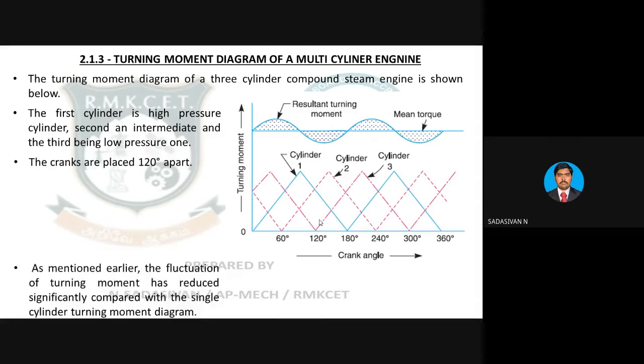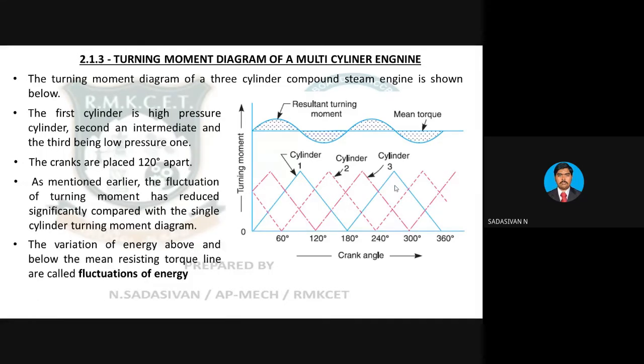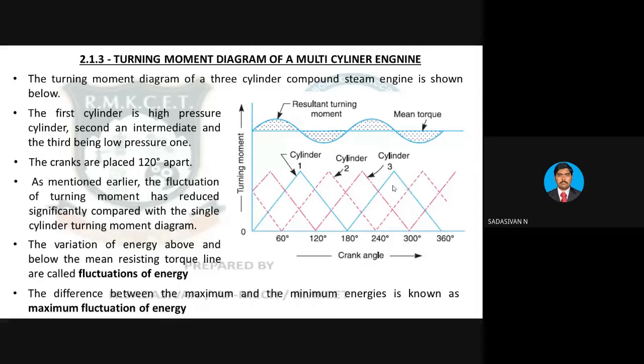That is how a 3-cylinder engine has cranks placed 120 degrees apart. That is going to reduce this. So going for a multi-cylinder engine is one way to solve this fluctuation of energy problem. Now I am going to tell you some 2 important factors. Out of all these stories, you have to remember this to solve the problem.